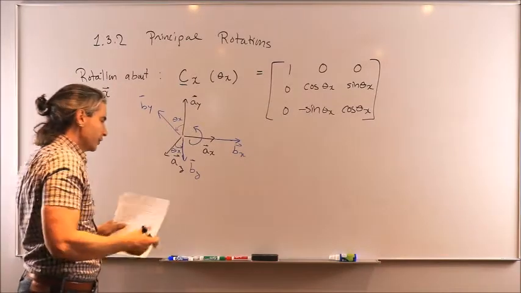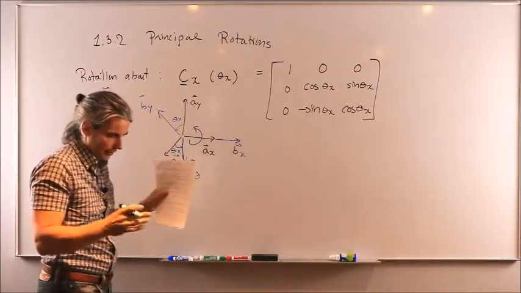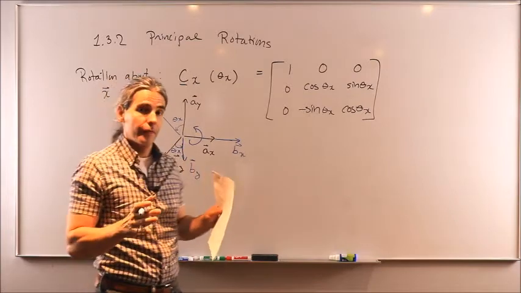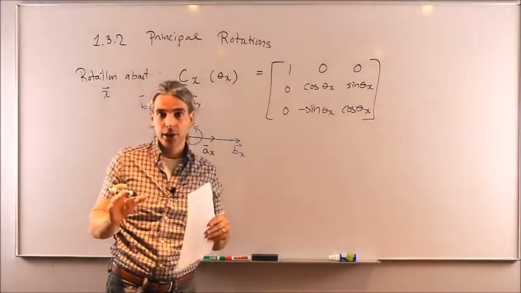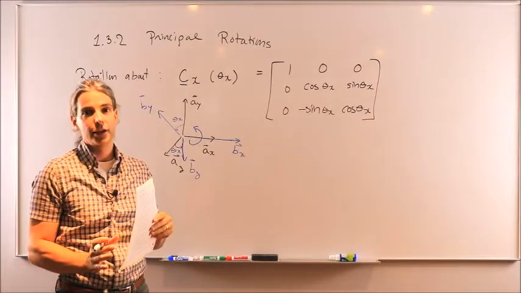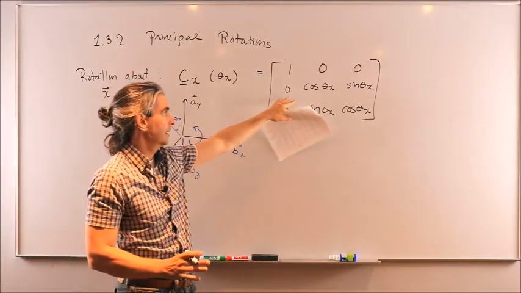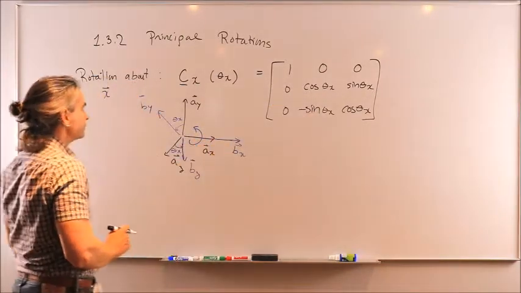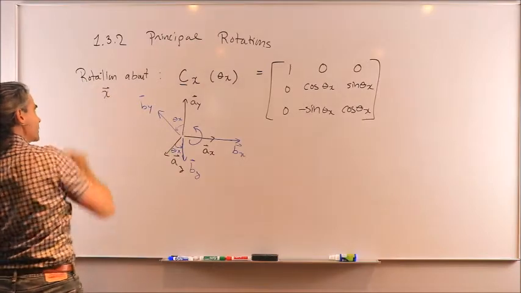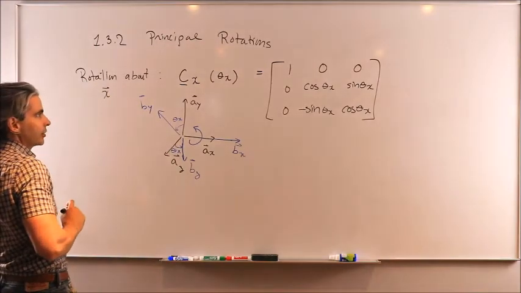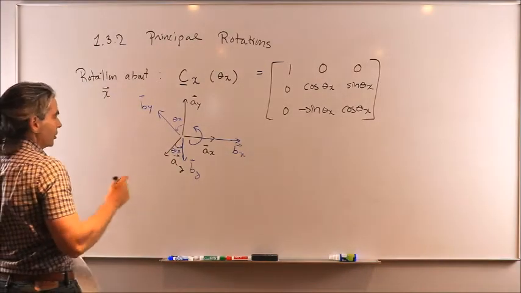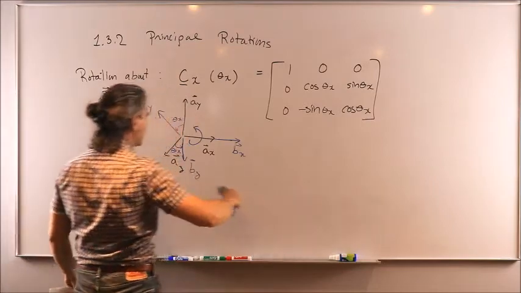So instead of trying to figure out and measuring all angles and things like that, if you know that B is obtained by a single rotation about the x unit vector, then you can apply that directly to find your answer. So that is a principal rotation about the x direction, okay? But you also have two other principal rotations that exist.